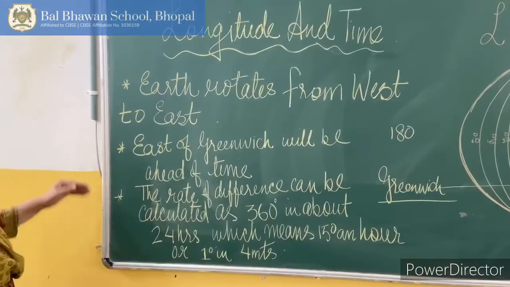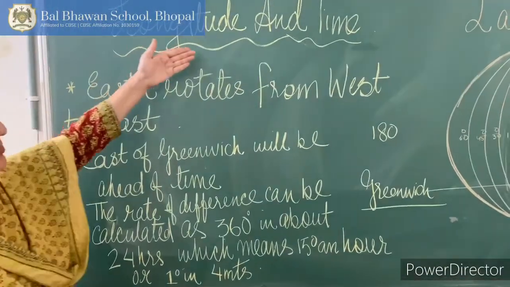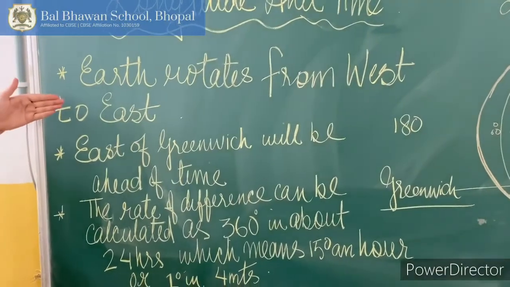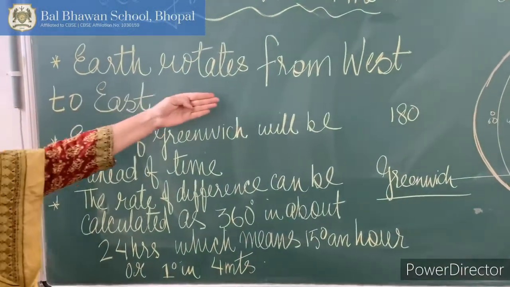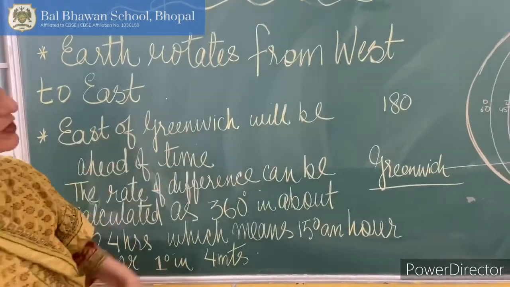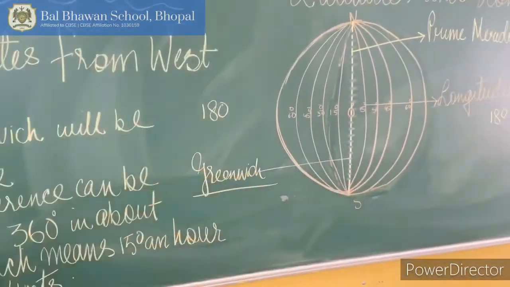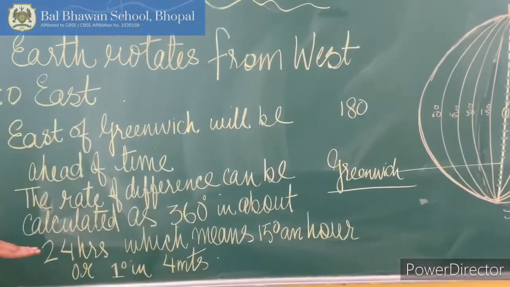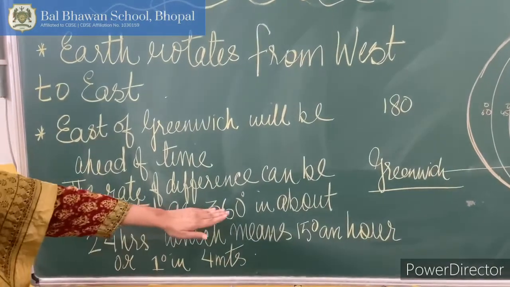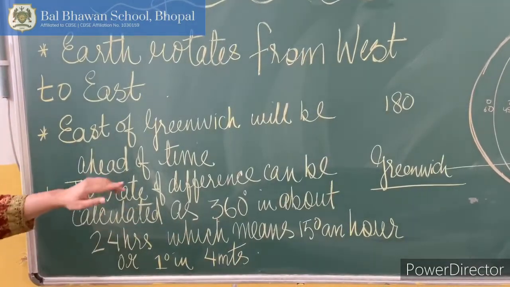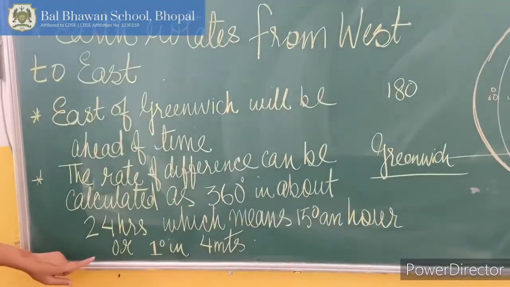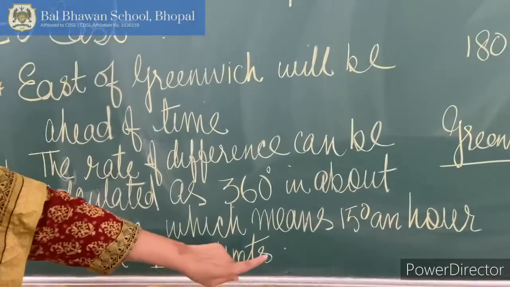Okay, so now children, we will study about longitude and time, how time is decided. As we all know, the earth rotates from west to east. It means that east of Greenwich will be ahead of time, and the rate of difference can be calculated as 360 degree in about 24 hours, which means 15 degree an hour or 1 degree in 4 minutes.